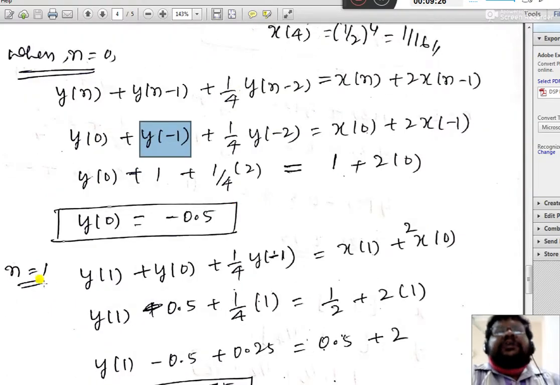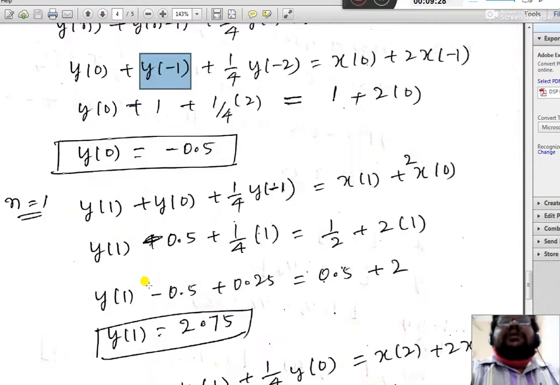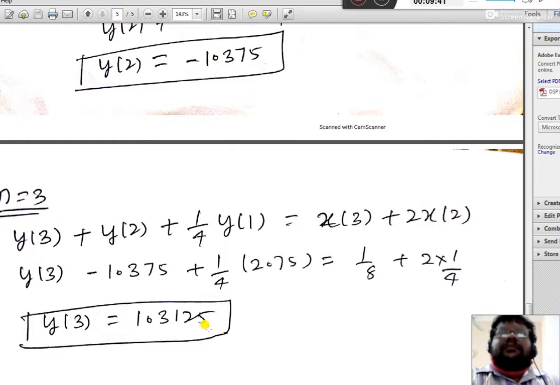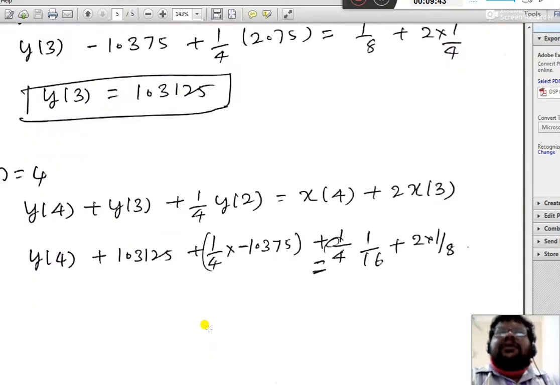Similarly, for n is equal to 1, the same procedure. Here y of 1, this is y of 0, it becomes that. Substitute the value in place of n, and you will get 2.75, and so on. In the same way, we are finding the values.